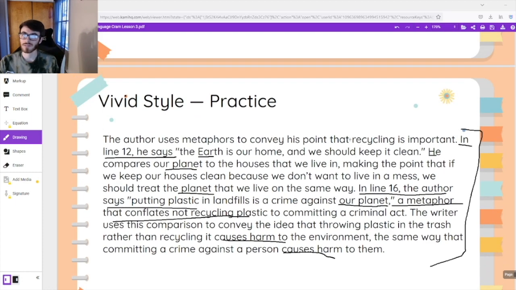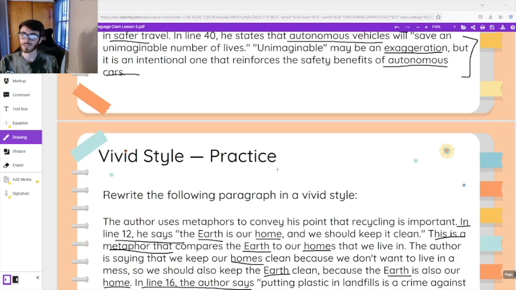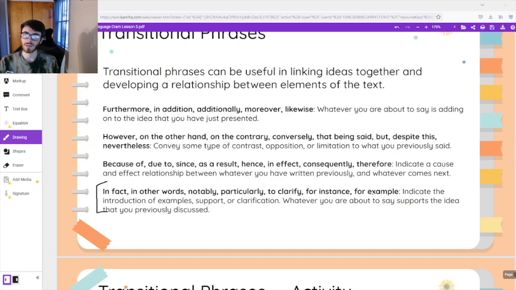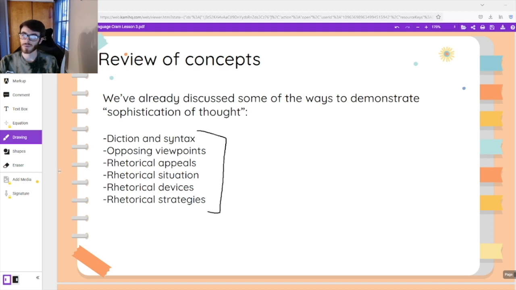So yeah, that's really all there is to sophistication. We want to write in a vivid style. We can use transitional phrases when applicable, and then all of these things that we've already discussed: using strong, specific diction and syntax, addressing opposing viewpoints (again, totally optional, but it can help), using rhetorical appeals to convince our audience, demonstrating an understanding of the rhetorical situation, and using rhetorical devices and strategies.